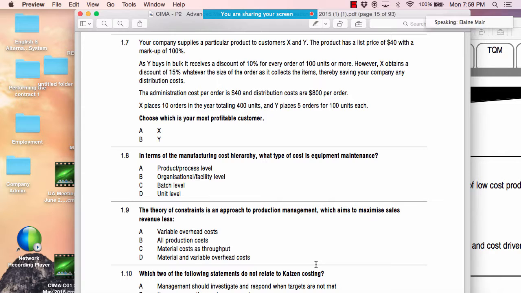And cost of item, how much did you get? The cost of item, that's where I've gone wrong, because I've taken it off the final value that I calculated. I should have taken it off the markup. So to your point, Ben is saying the product has a list price of 40 with a markup of 100%.